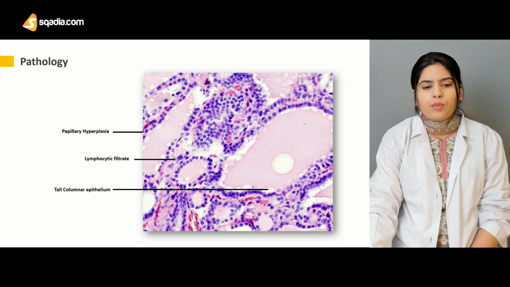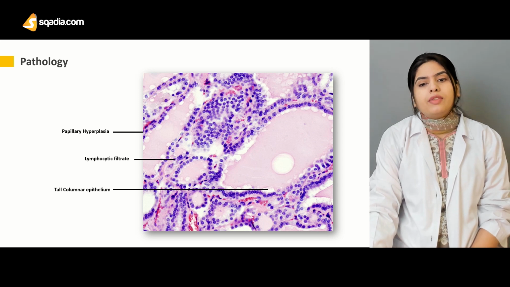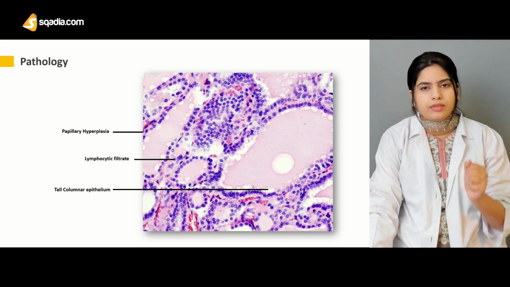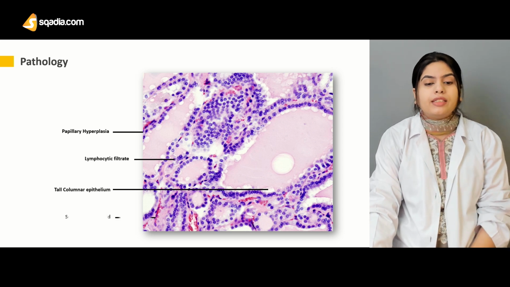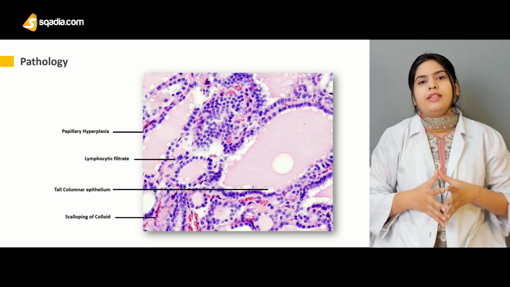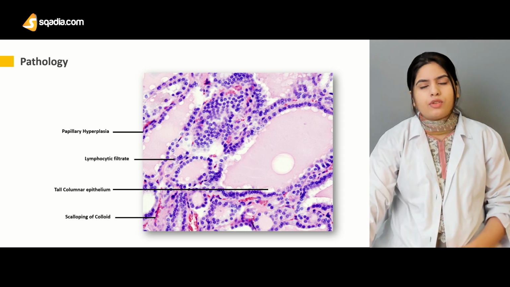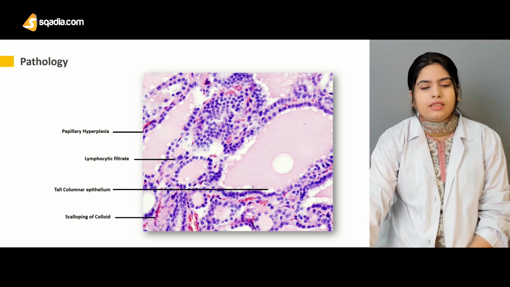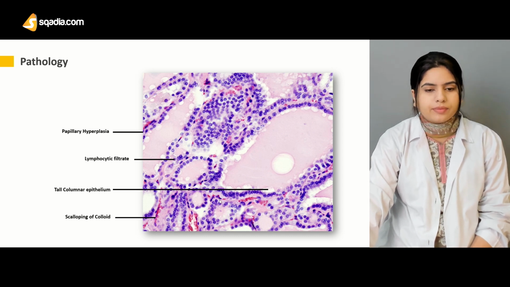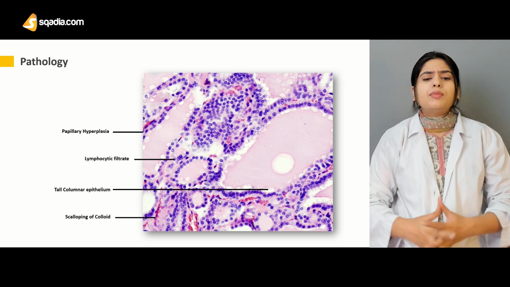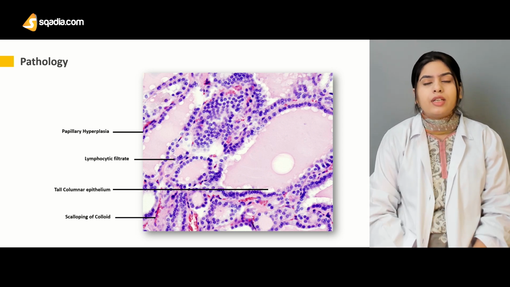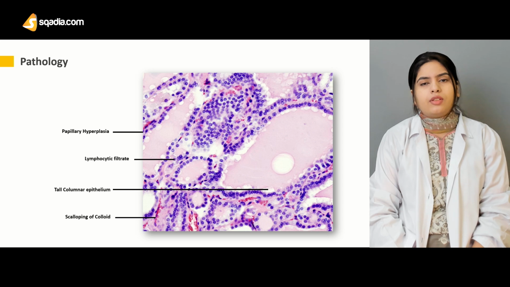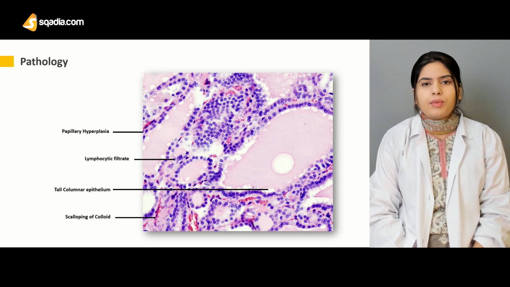Another thing that can be observed, and that is a prominent feature, is the colloid. Colloid can be seen in the lumen, and there can be scalloping of the colloid that can be observed in the patient with hyperthyroidism. Here in this diagram, it is represented with this pink color. This is indicating the scalloping of colloid. So these are some important and prominent features that can be observed in the cells of the patient who is suffering from hyperthyroidism.